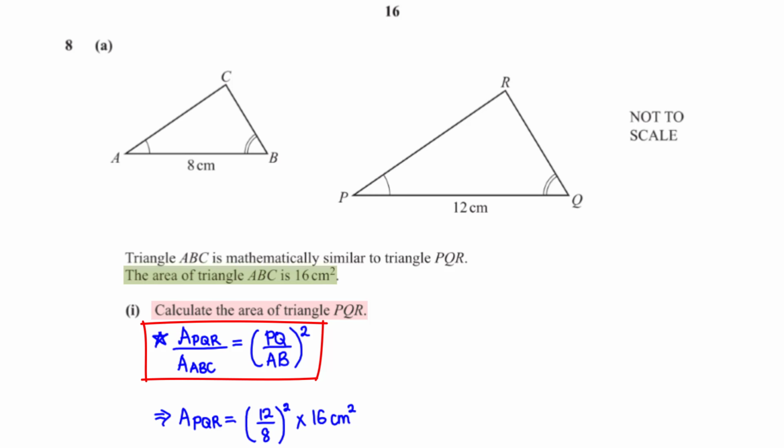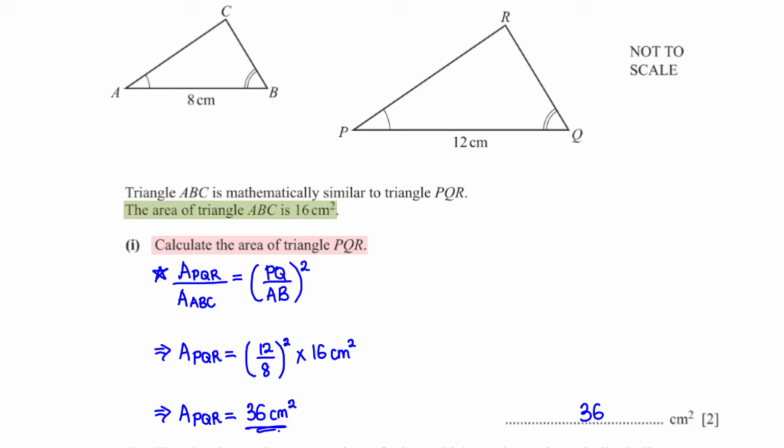Since we are dealing with area, we need to square the side lengths of the two triangles. We want to find the area of triangle PQR, so we make that the subject of the equation. When we substitute the values of PQ, AB and the area of triangle ABC into the equation and type the resulting expression into the calculator, we get the area of triangle PQR as 36 centimeters squared.